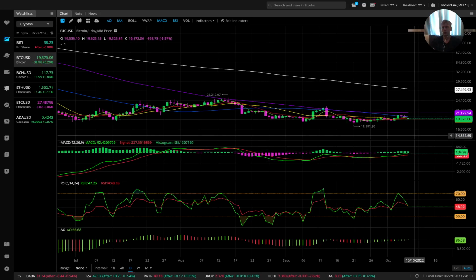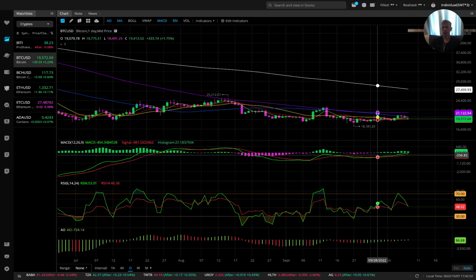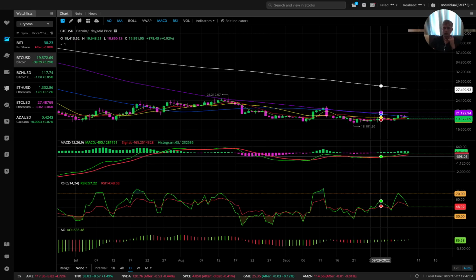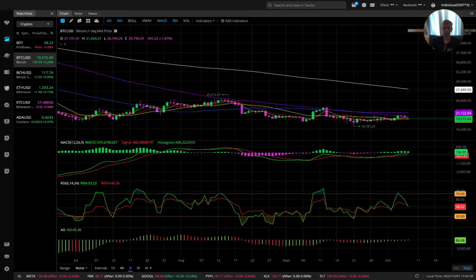Bitcoin wants to move up, and it's in a bullish trend. MACD is above the signal line, it's in a bullish direction. Let's move to 4 hours.